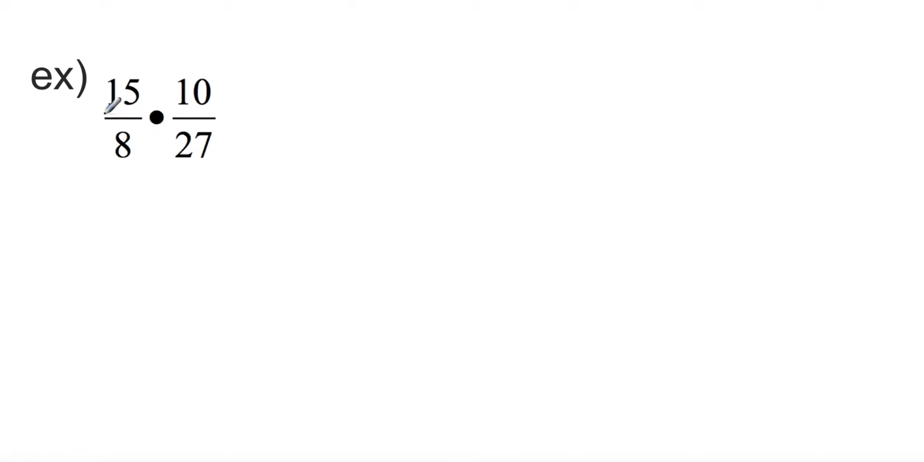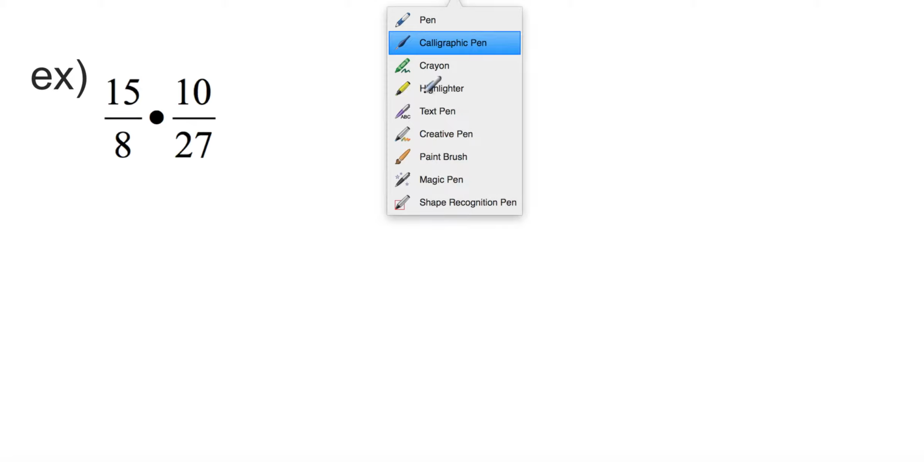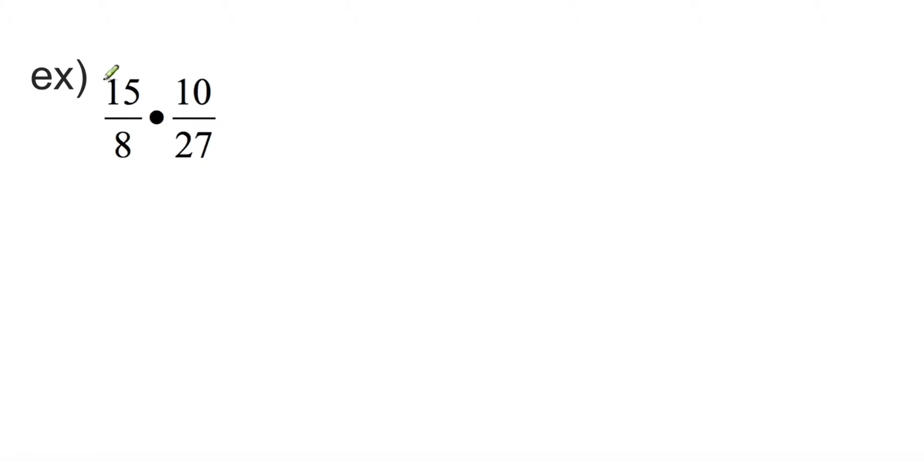Let's try another. Here we have 15 over 8 times 10 over 27. Now I can certainly simplify before I multiply. So I'm going to actually cross simplify, if you will. Let's look at the 15 and the 27 first. 15 and 27, I know 3 goes into those. 3 goes into 15 5 times, and 3 goes into 27 9 times.